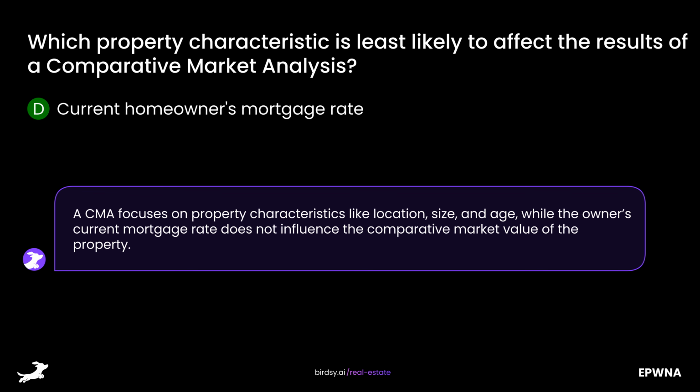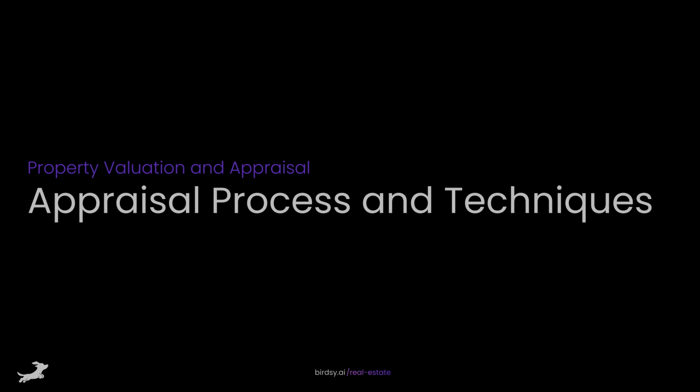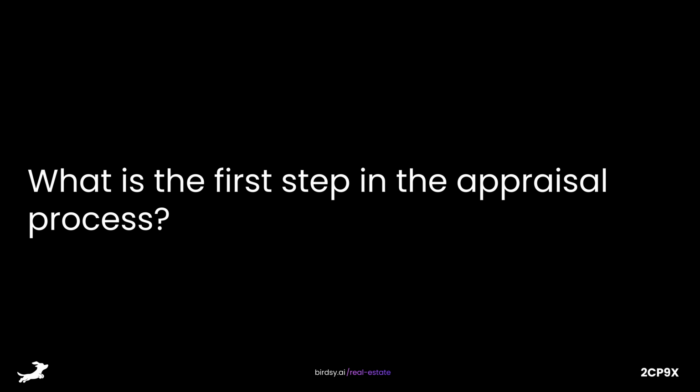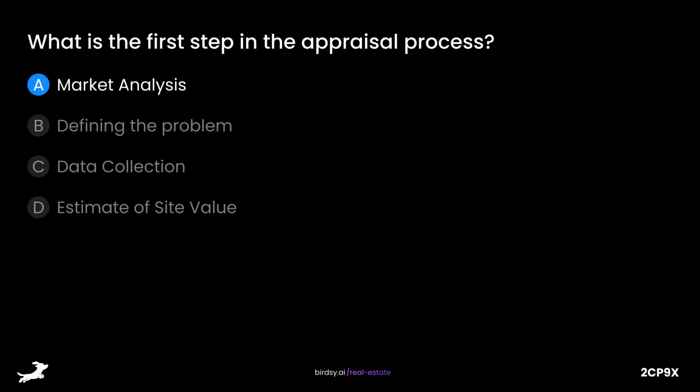A CMA focuses on property characteristics like location, size, and age, while the owner's current mortgage rate does not influence the comparative market value of the property. Appraisal process and techniques. What is the first step in the appraisal process? Is it A, market analysis, B, defining the problem, C, data collection, or D, estimate of site value? The answer is B, defining the problem.